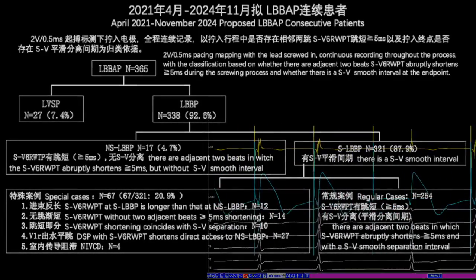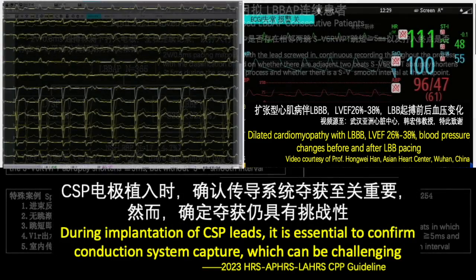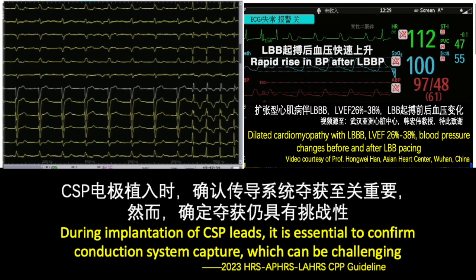From April 2021 to November 2024, a total of 365 consecutive patients were planned for LBBAP, successfully achieving LBBP in 338 cases, accounting for 92.6%, of which 321 cases, accounting for 87.9% of the total cases, used EGM with SV smooth interval as the basis for SLBBP. This is a DCM patient with LBBB. It shows his blood pressure changes with and without LBBP pacing.